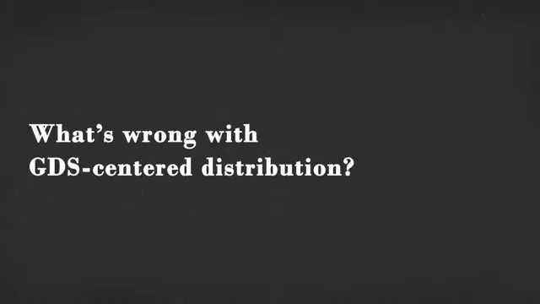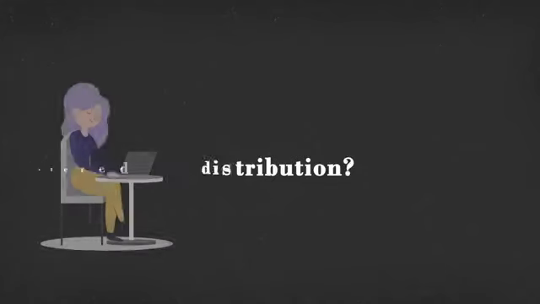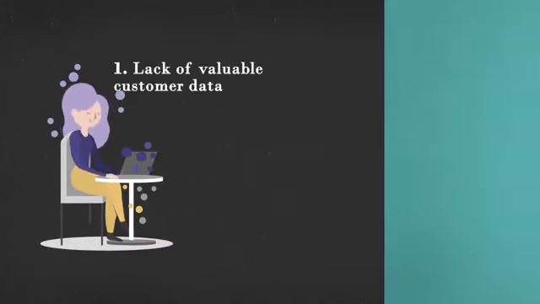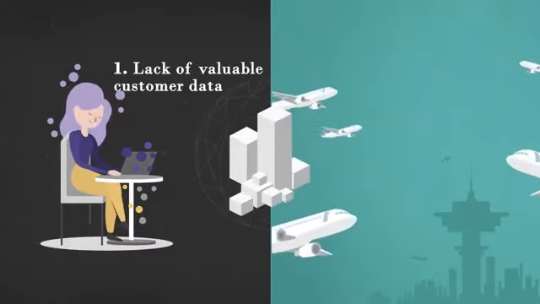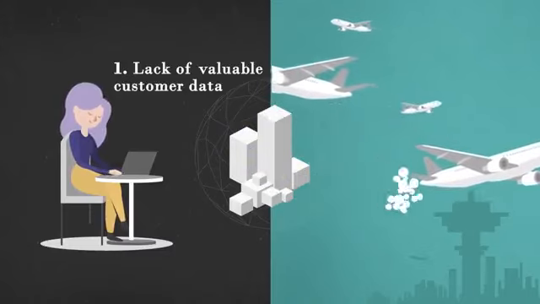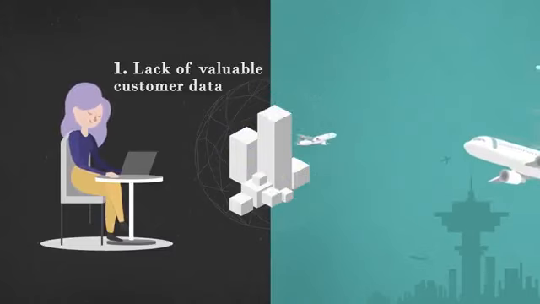What's wrong with GDS center distribution? First problem is the lack of valuable customer data. As GDSs process bookings, most of the information remains in the hands of middlemen and doesn't allow airlines to track their customers and eventually adapt to their preferences.